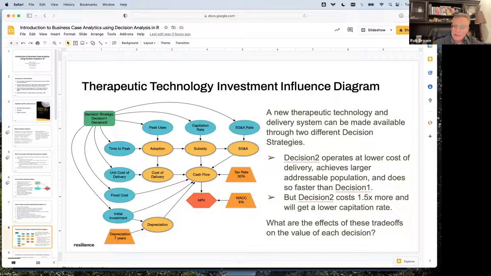So this therapeutic technology could be brought to bear in the market or the serviced population. And by the way, if I say the word market, I know for you that might not seem quite right, but I do mean the population of people that would be benefited by whatever decisions are being made, whether it's an actual market or not. So anyway, with this new therapeutic technology, there are potentially a couple of different ways to go about implementing it.